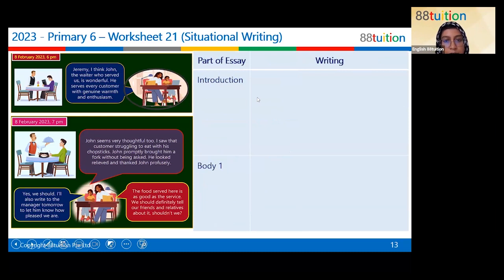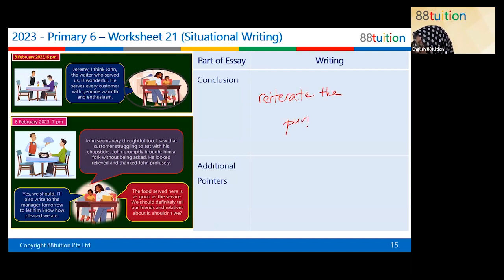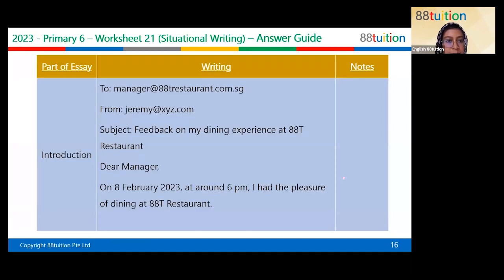Okay, when you write, of course, you need to write the introduction, main body paragraph 1, main body paragraph 2, paragraph 3, conclusion. I've already mentioned before, always reiterate the purpose. Additional pointers like what you wish to achieve, your hopes, etc. Okay, next. So this is an example of the email here. So to, from, subject, it's an example. So just take note of the format.